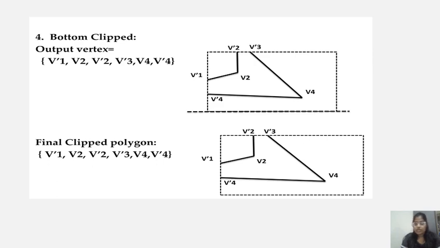So if we consider a particular polygon in the given clipping window, based on these rules, this is how we clip a particular polygon from left, top, right and bottom. So that's it about the Sutherland-Hodgman polygon clipping algorithm.